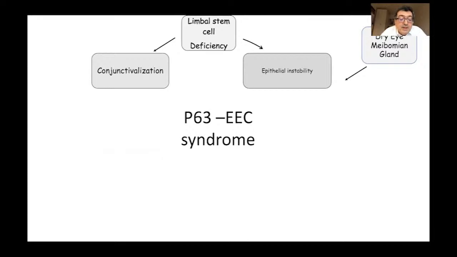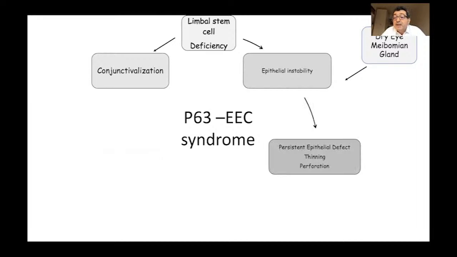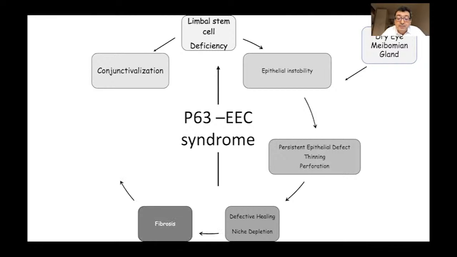P63 related keratopathy pathophysiology is linked with a vicious cycle leading to the loss of corneal transparency. Epithelial instability will lead to persistent epithelial defect. The defective meibomian gland increases dry eye and at the same time increases epithelial instability. Defective healing may lead to stem cell niche depletion and worsening of limbal stem cell deficiency. Healing will be associated with fibrosis that will induce loss of transparency associated with conjunctivalization. So you can see that this is a very vicious circle that needs to be targeted in the management of such patients.